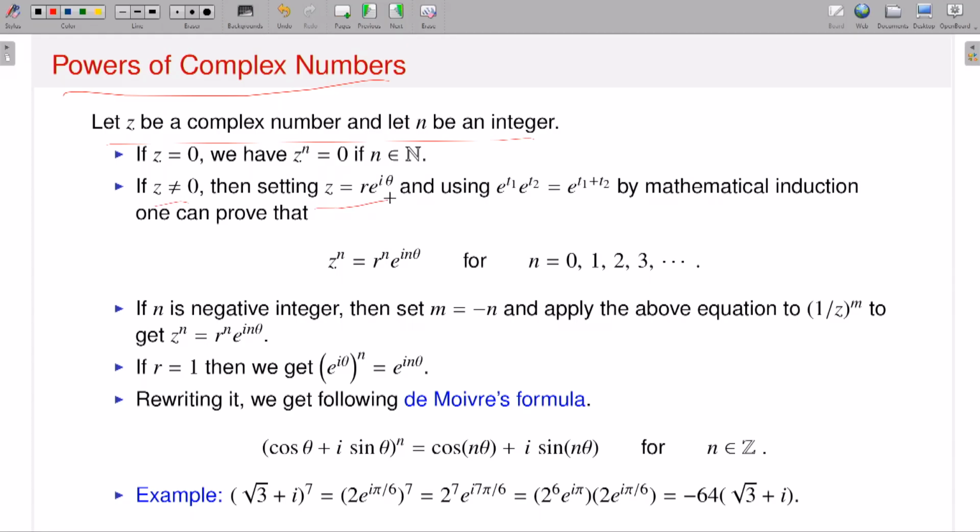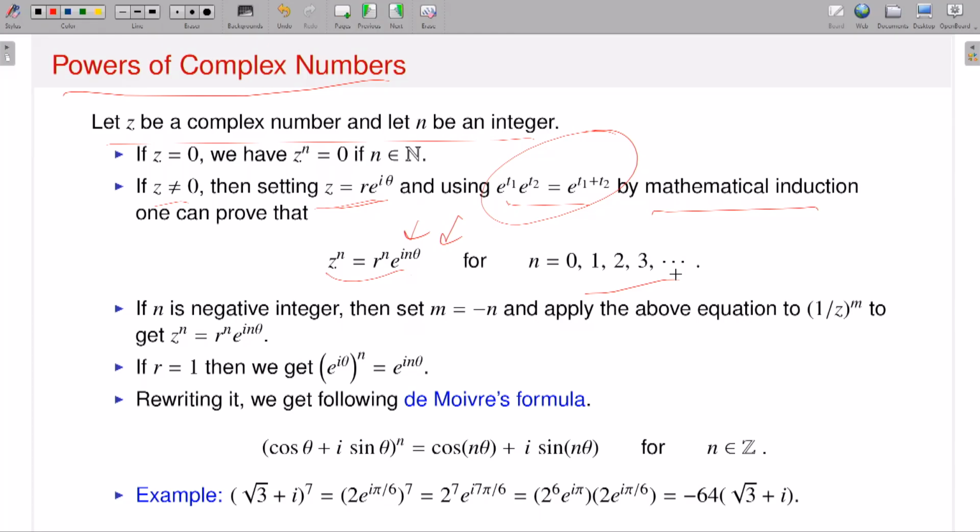If z is non-zero, suppose it has the corresponding exponential form, and if I use the exponential property e to the power t1 times e to the power t2 is equal to e to the power t1 plus t2, that property I am assuming for the time being, then by mathematical induction one can easily prove that z to the power n, which will also be a complex number, is r to the power n e to the power i n theta. So if z is non-zero, setting z equal to r e to the i theta, and using that property, by induction one can prove that z to the power n is r to the power n times e to the i n theta.